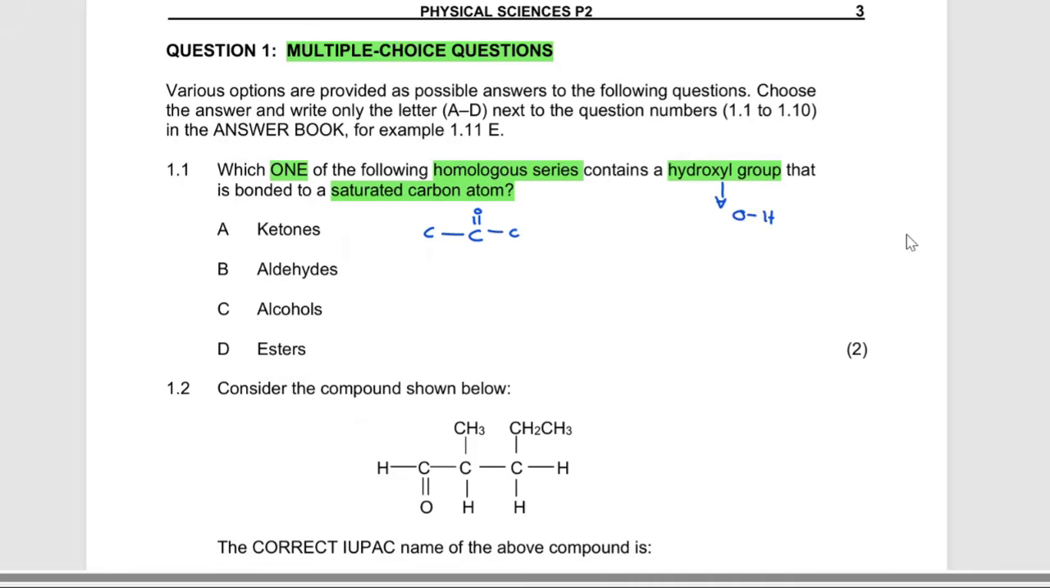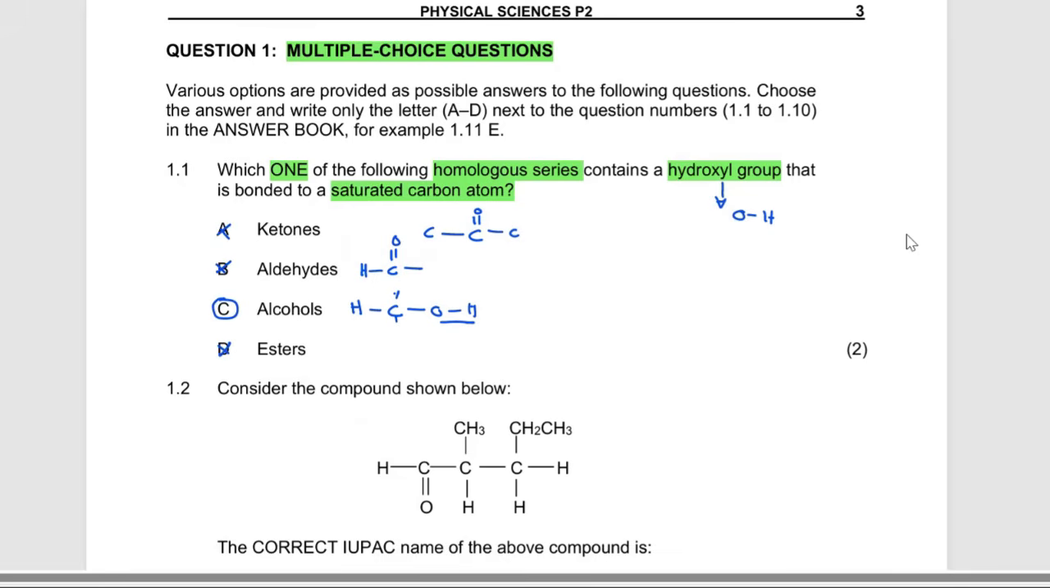Then aldehydes are almost similar to our ketones, where we are going to have our hydrogen bonded to this oxygen, and then carbon like that. This is our chain. Then when it comes to alcohols, what are you going to have? You're going to have an OH at the end, with the rest being your hydrogens. So the OH group is what we are looking for, and it is referred to as our hydroxyl group. So our correct option is going to be option C.